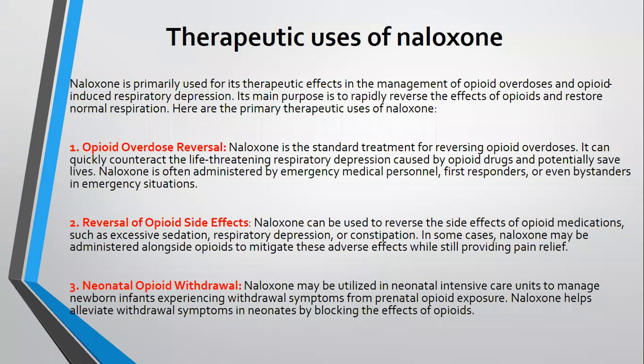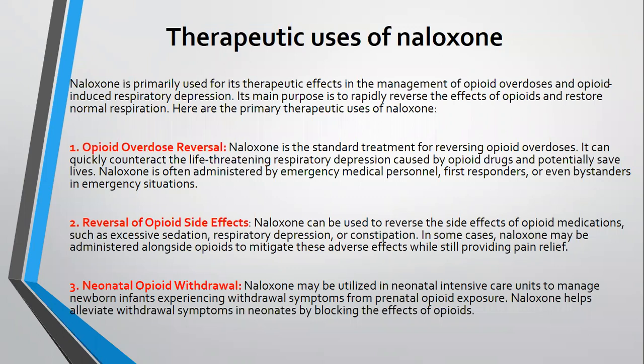Now we will discuss the therapeutic uses of naloxone. Naloxone is primarily used for therapeutic effects in the management of an opioid overdose and opioid-induced respiratory depression. Its main purpose is to rapidly reverse the effects of an opioid and restore normal respiration. The primary therapeutic uses of naloxone include opioid overdose reversal.